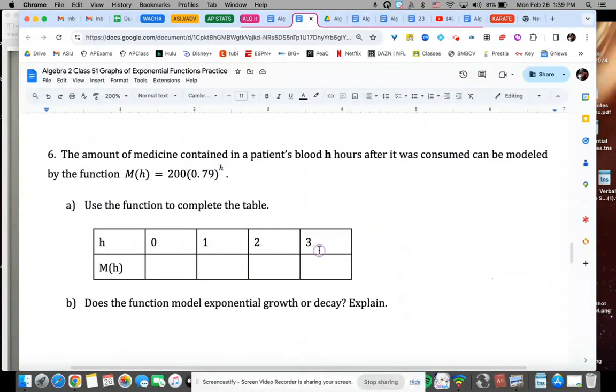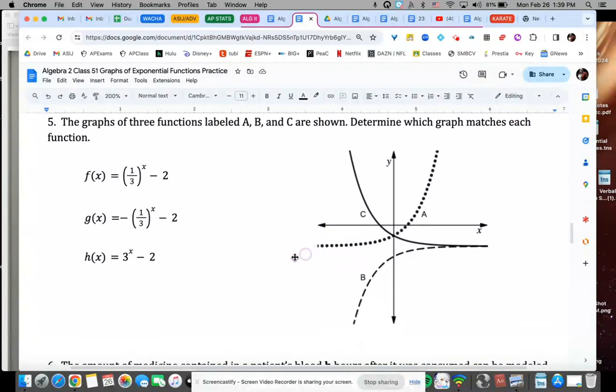Okay, next problem. We're getting there, right? Little by little. Okay, number 5. This is just matching things up. They all have different things going on, right? This is a rate of 1/3, 1/3, and a 3. So right away, you know that the 1/3s are going to be decaying. So they're going to be the ones that go down. But you can see this one has a negative on it, and this one does not. So that negative is going to flip it, right? Where the negative's on the front, that's changing all my y values. So it's going to reflect over the x-axis.